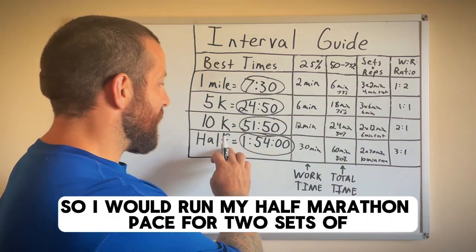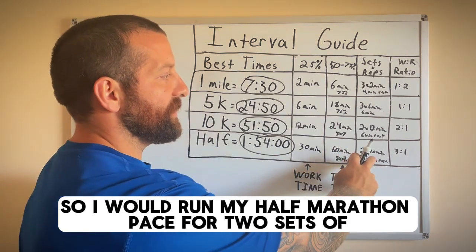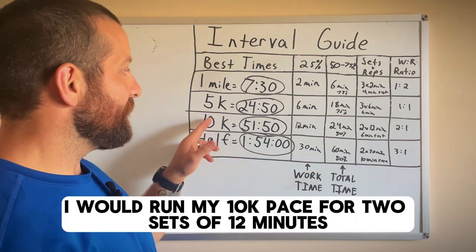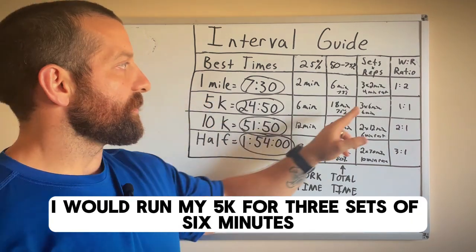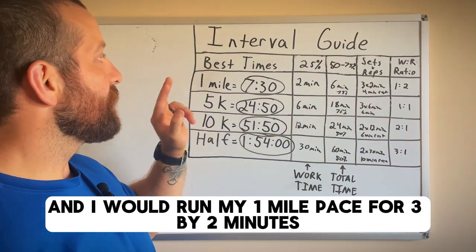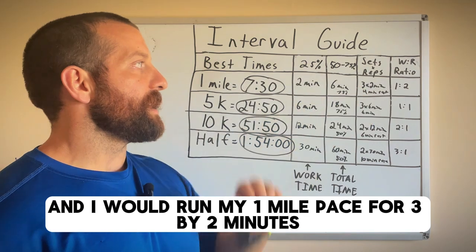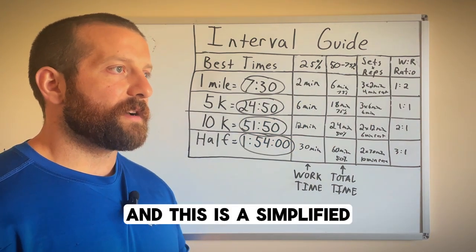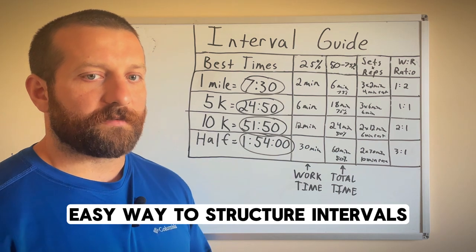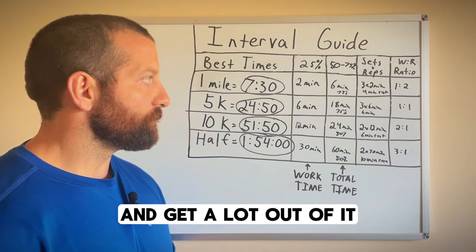So I would run at my half marathon pace for 2 sets of 30 minutes. I would run at my 10K pace for 2 sets of 12 minutes. I would run at my 5K for 3 sets of 6 minutes. And I would run my 1 mile pace for 3 by 2 minutes. And this is a simplified, easy way to structure your intervals and get a lot out of it.